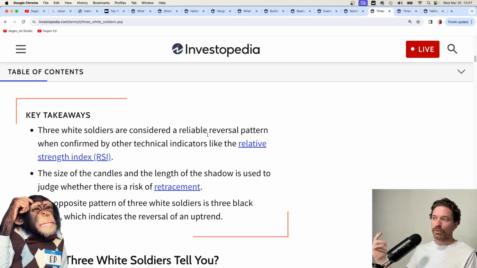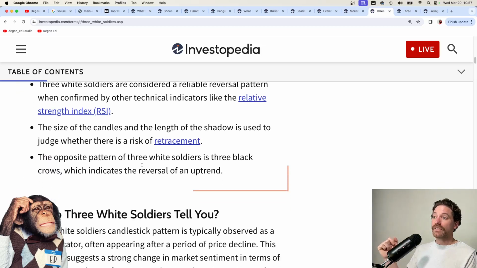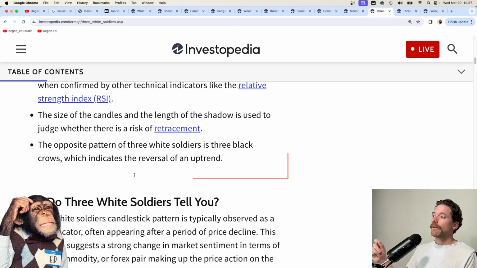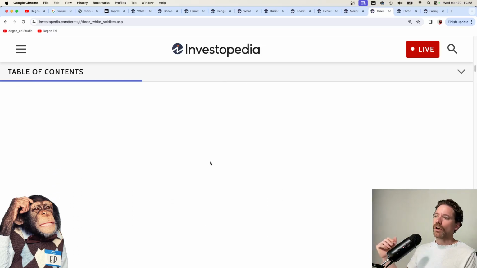Also, with volume, you'd want to look for it to support price going higher. And the size of the candles and length of the shadow is used to judge whether there is risk of retracement. And the opposite pattern of these three white soldiers is three black crows, which I'll go over in a minute, which indicates a reversal of an uptrend. And so what do three white soldiers tell you? We've kind of gone over that.